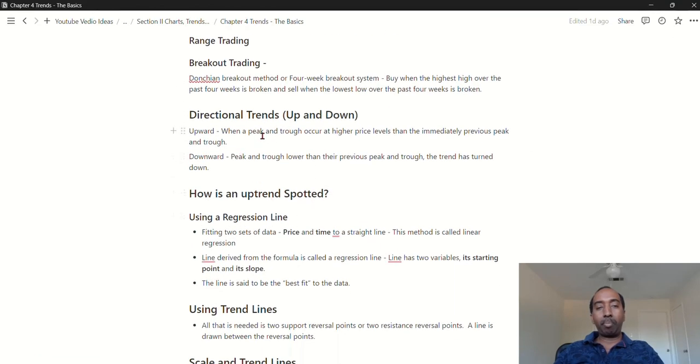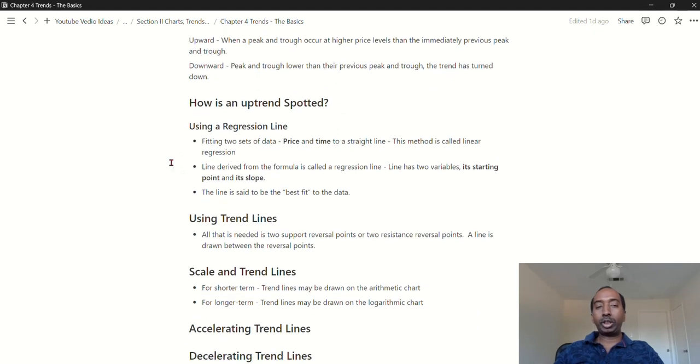Directional trends, up and down. An upward trend is when a peak and trough occur at a higher price level than the immediate previous peak and trough, which we already reviewed. Downward trend: peak and trough lower than the previous peak and trough, the trend had turned down. How is the uptrend spotted?